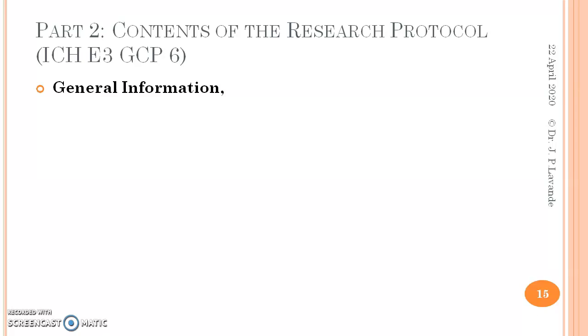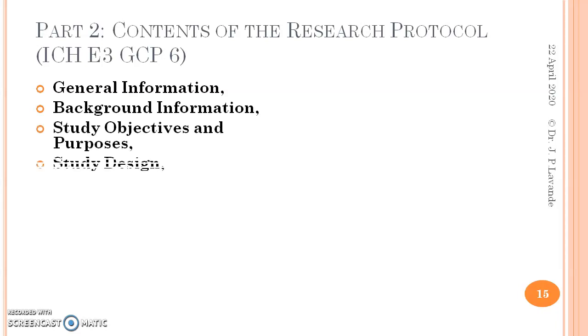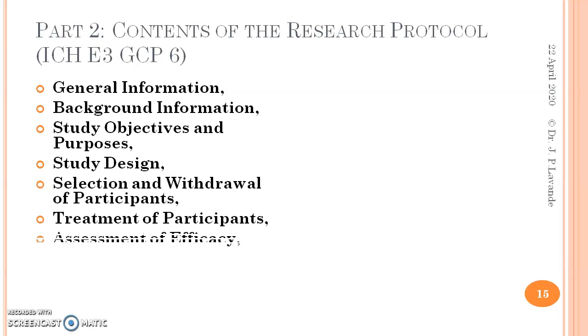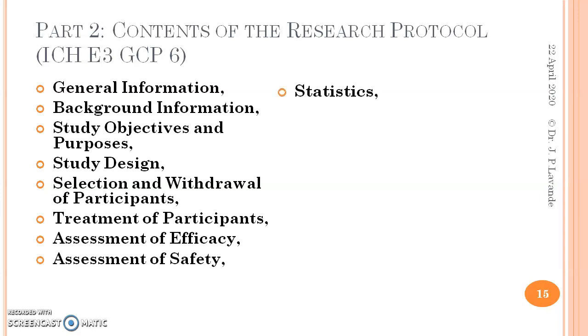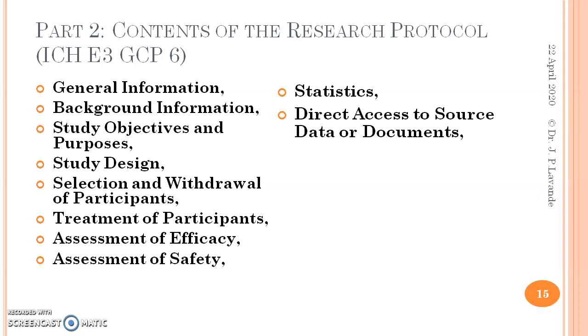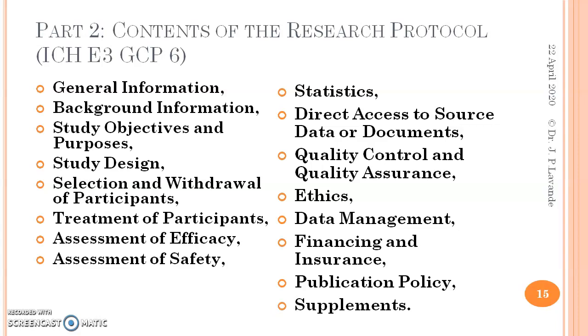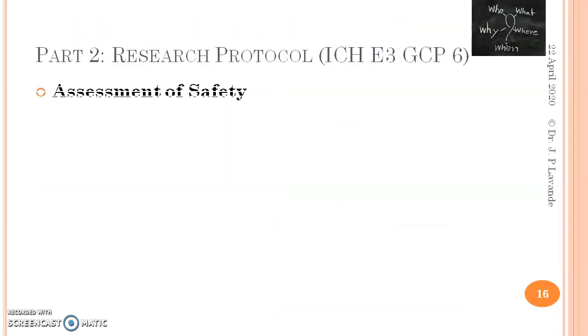Dear viewers, we are on to the contents of research protocol as per ICH E3 GCP 6 guidelines. In this, we saw the general information, background information, study objectives and purposes, study design, selection and withdrawal of participants, treatment of participants, and assessment of efficacy. In this particular video, we will discuss the assessment of safety, statistics, direct access to source data or documents, quality control and quality assurance, ethics, data management, financing and insurance, publication policy, and the supplementary information.